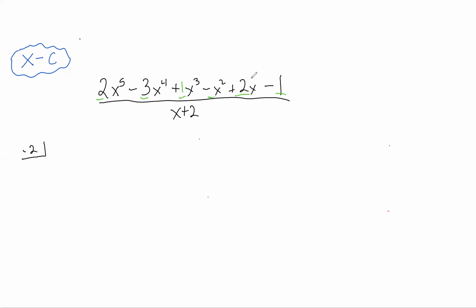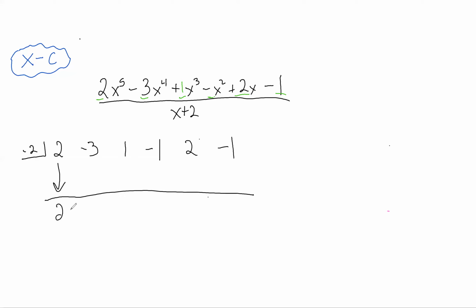So let's go. We've got 2, -3, +1, -1, +2, -1. What we do is we drop this down. It's the first thing that we do. We drop that down. And we multiply 2, which is what we dropped down, and -2. So 2 times -2 is going to be -4.